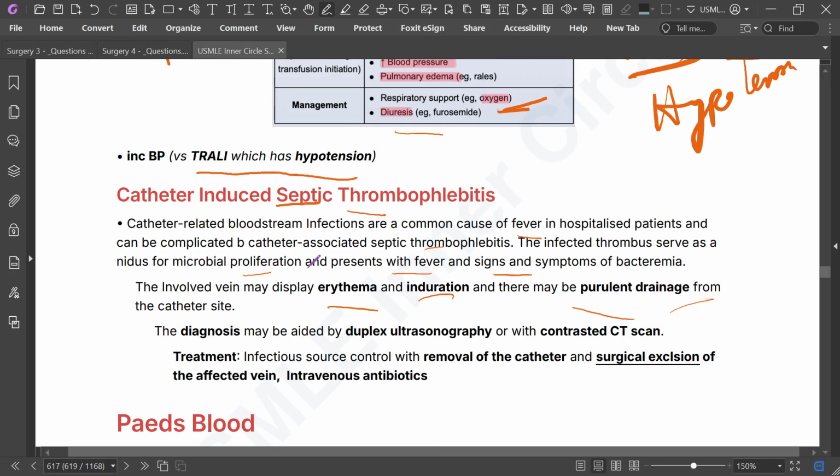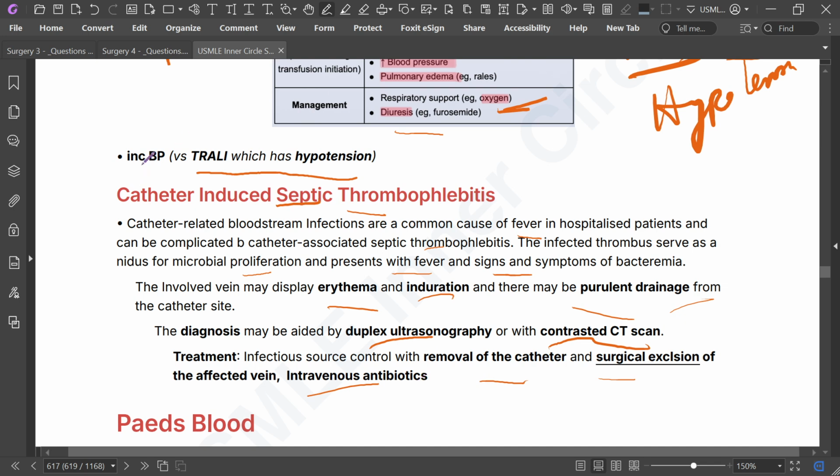How to diagnose? The diagnosis may be aided by duplex ultrasonography or contrast CT scan. Treatment is infectious source control with removal of the catheter, surgical excision of the affected vein, and IV antibiotics. So it is very atypical, catheter-induced thrombophlebitis.